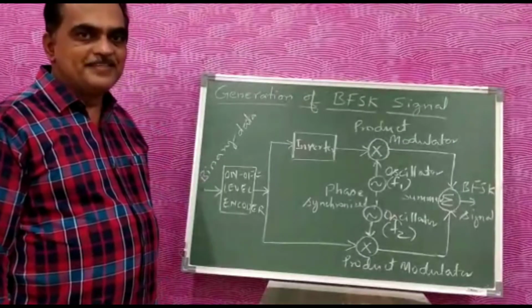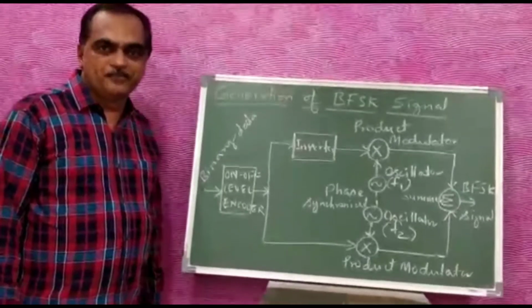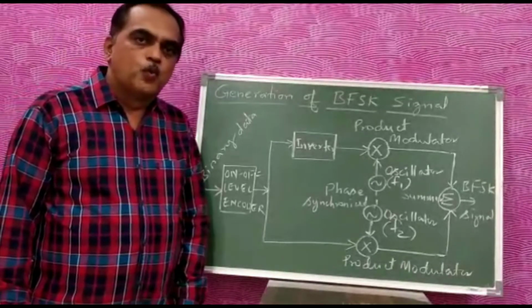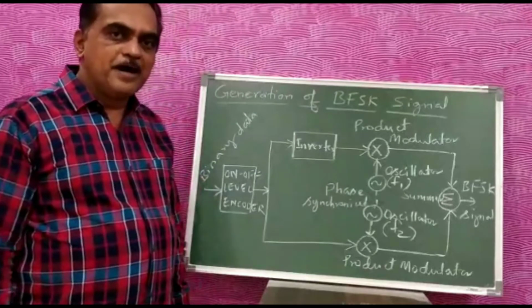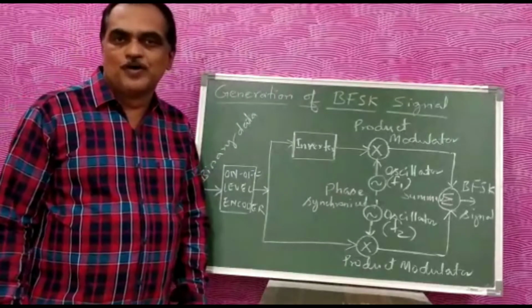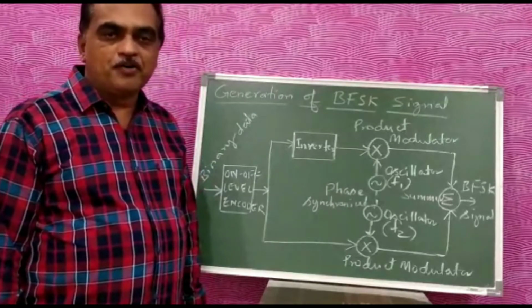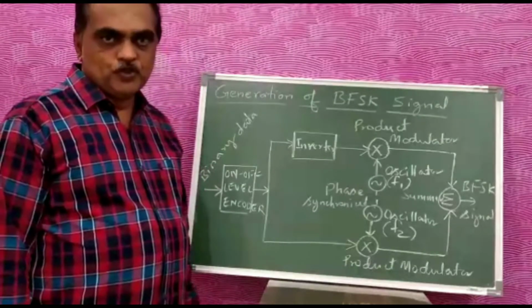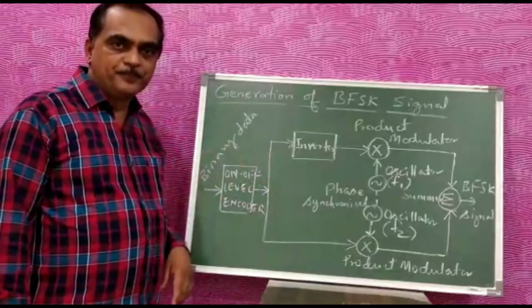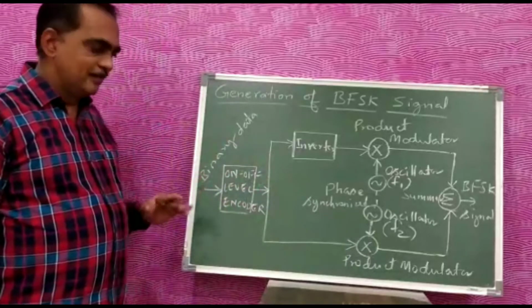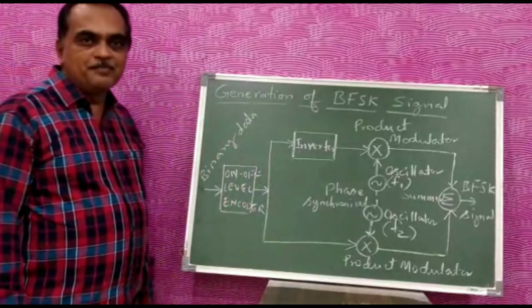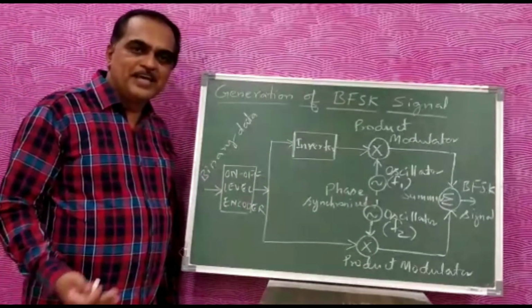Students, now we will see the generation of an FSK signal. Generation of an FSK signal means whatever data we have in binary form, 1, 0, 0, 1, 1, 0, anything, should be converted into a frequency variation at the output. So for that we have shown this diagram. In this diagram you can see the input is binary data. This binary data can be 1, 0, 0, 1, anything.